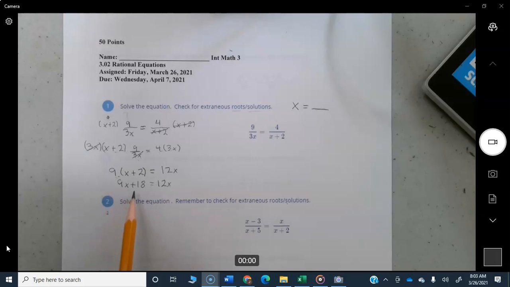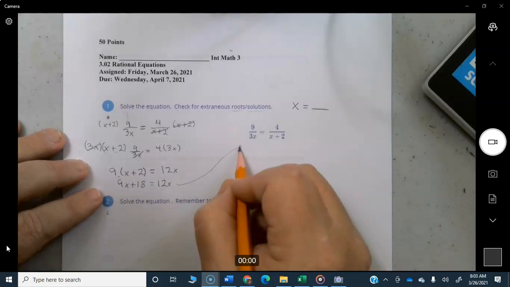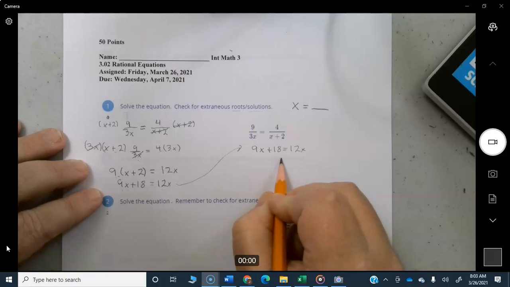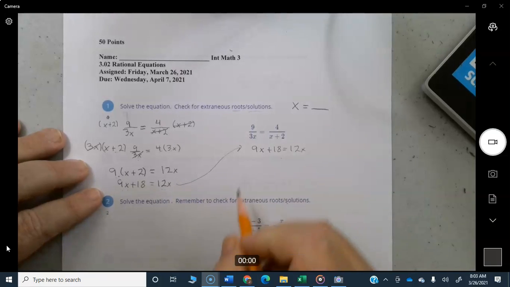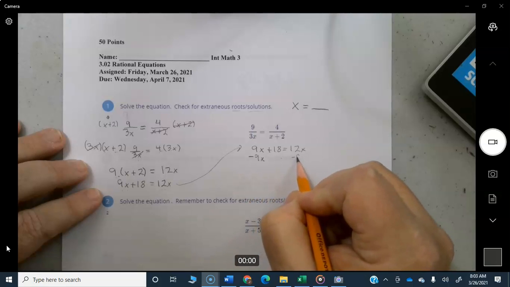So if I look at this, I can either subtract 9x from this side or 12x from this side. I'd rather subtract the 9x because that'll leave me with a positive number for x. You want your x to be a positive number. So I'm going to rewrite this over here. I didn't change anything from there to there. So in other words, what I'm going to do is subtract 9x from this side and 9x from this side.